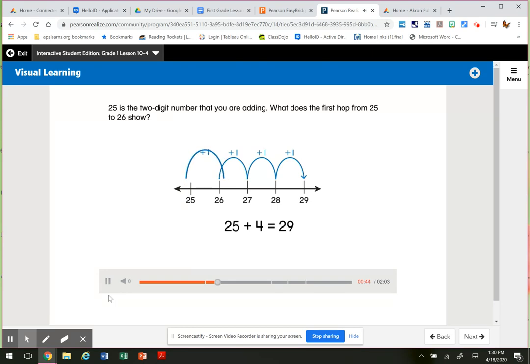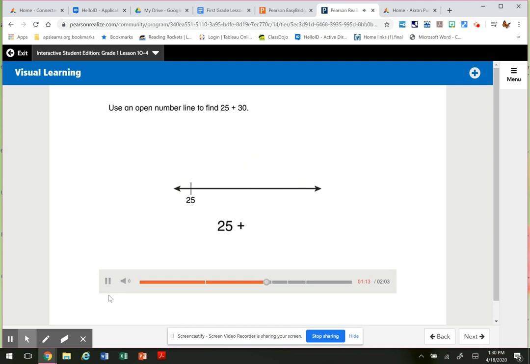What does the first hop from 25 to 26 show? It shows that you counted on one more from 25. How do you know that 29 is the sum? 29 is the sum because you made 4 hops to count on by ones from 25 to 29. You added 4 to 25.